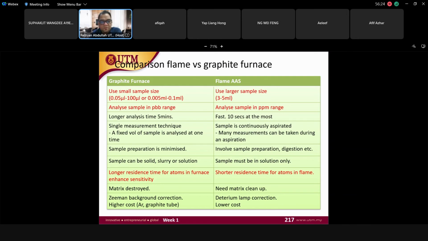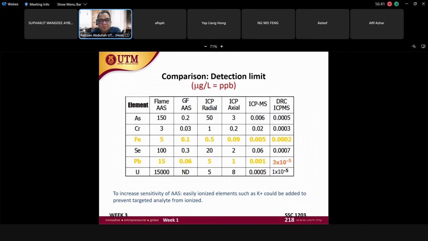The range of sample is in the ppb range, all right? And what else? Okay, the cost of electrical use to heat, right? Everything is much more expensive for the graphite furnace. Okay, this is a comparison between all the instruments in terms of detection limit.